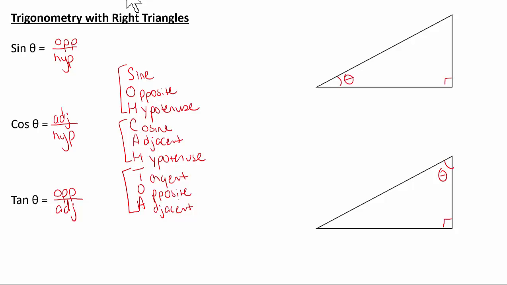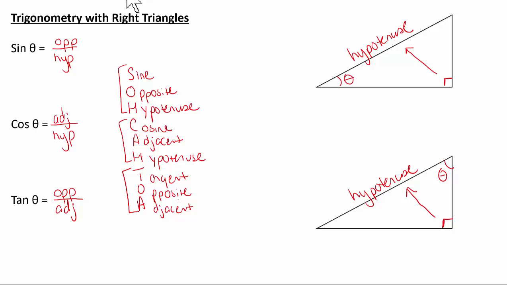Now, you'll always identify your right angle, your 90-degree angle, which are these two, and the side across from that, the side opposite that, is always going to be the hypotenuse, and that doesn't change. So it's best to identify that first. And then these two sides that are left will be based on theta.